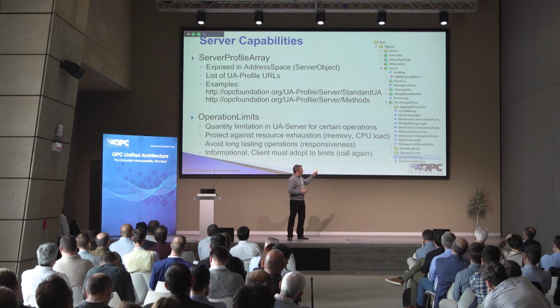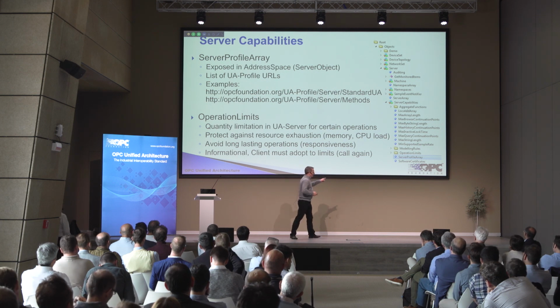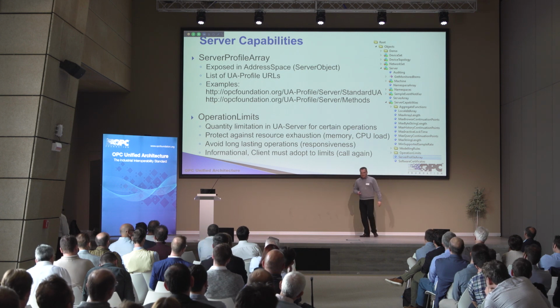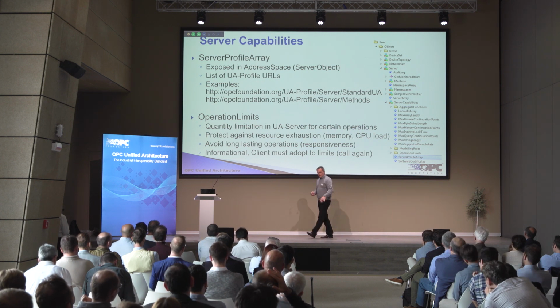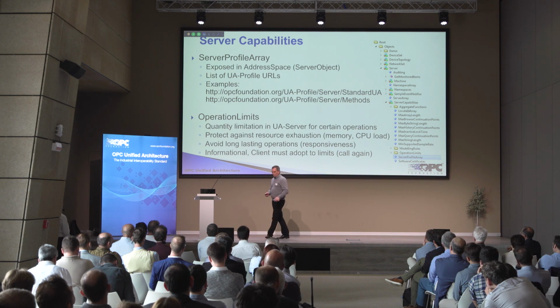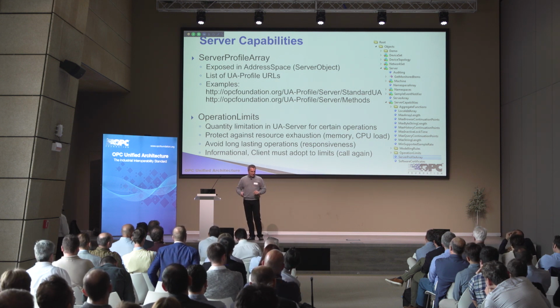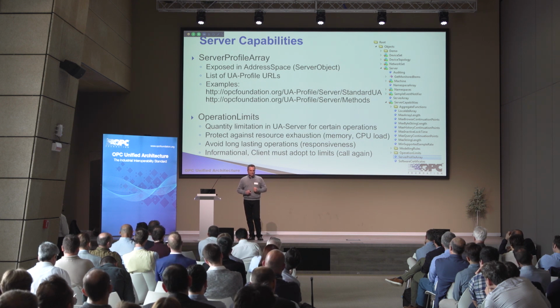This information is also exposed here in the address space in the operational limits. So a client can connect, read it out, and then knows, for this server, I must go easy, only 20 at a time, so that the server does not get overloaded. Okay.